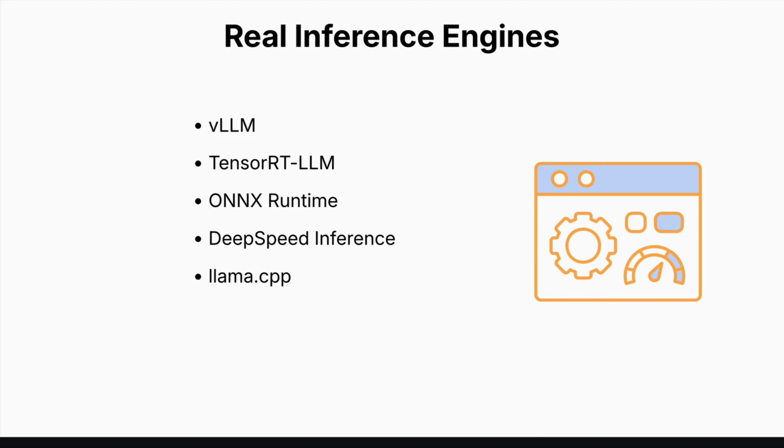There are many real inference engines available in the market, and you won't believe there are more than 25 inference engines which have been benchmarked so far. The most common ones you might have heard of, if you have worked with them, are vLLM, TensorRT-LLM, DeepSpeed Inference, and ONNX. We might discuss these in detail, their pros and cons, in further videos, and how they work in actual production environments.